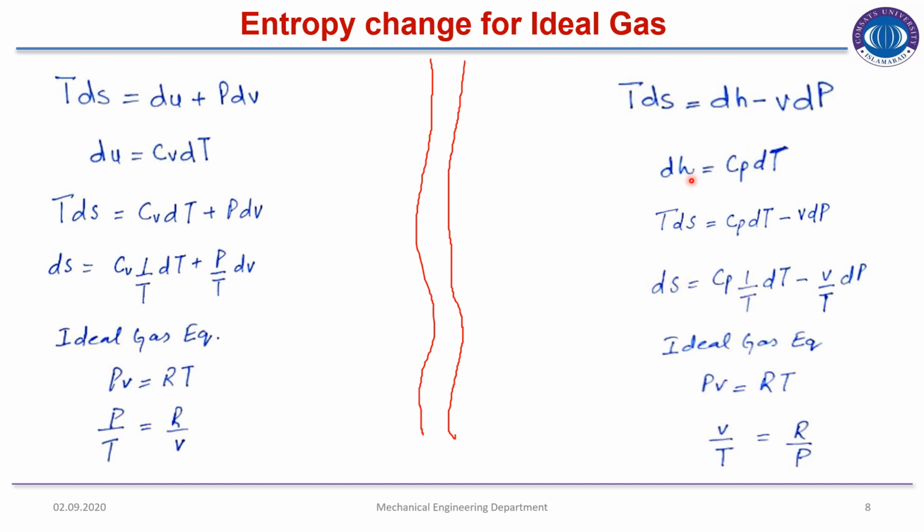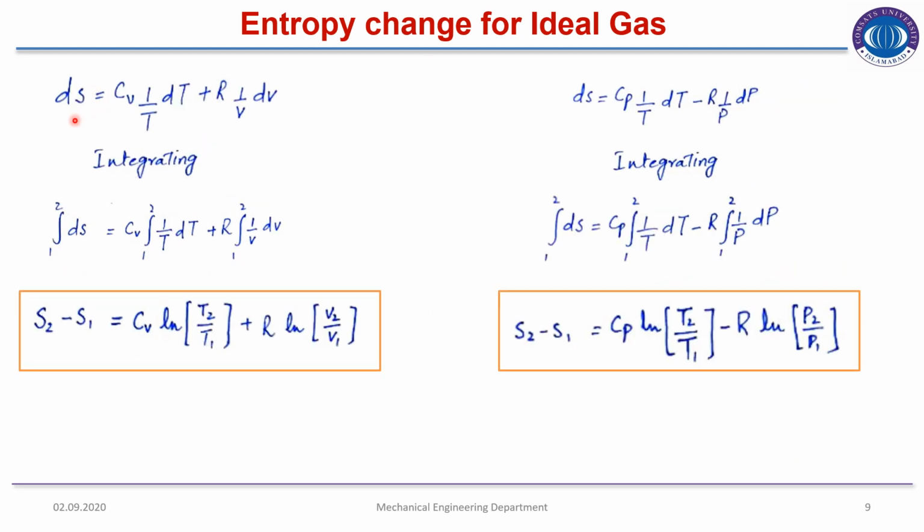We have inserted the value of dH, that is Cp dT, into the main equation, and keeping dS on the left hand side, dividing by T on both sides, we have Cp 1 over T dT minus V by T dp. From the ideal gas equation, V by T is equal to R over p. So here we have replaced the value, and dS is equal to Cv 1 by T dT plus R 1 over V dV.